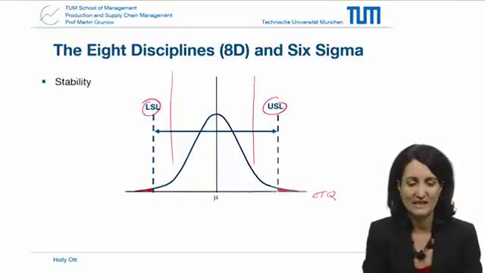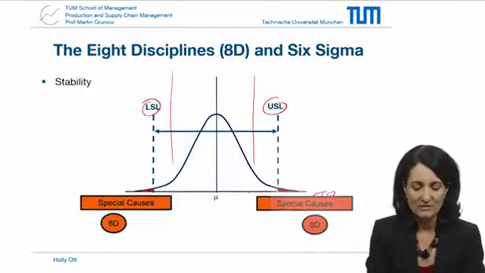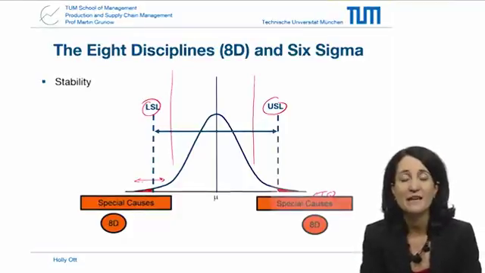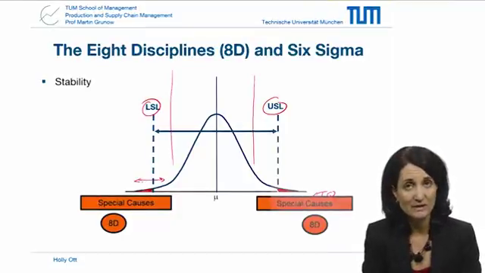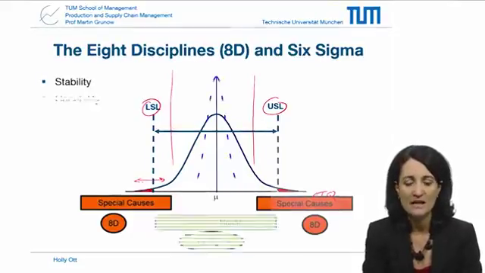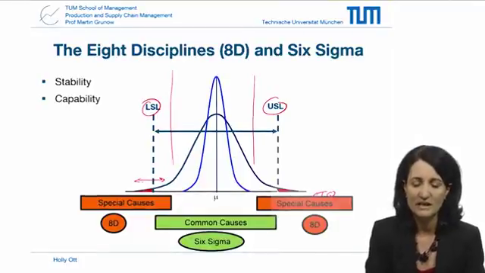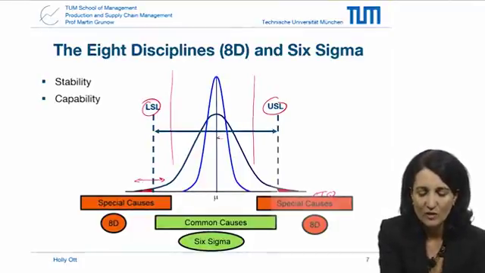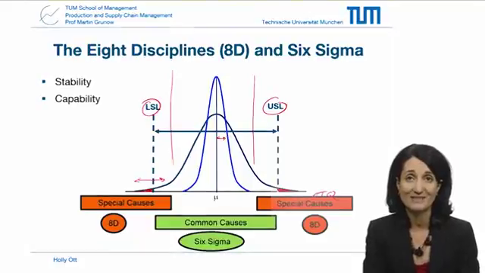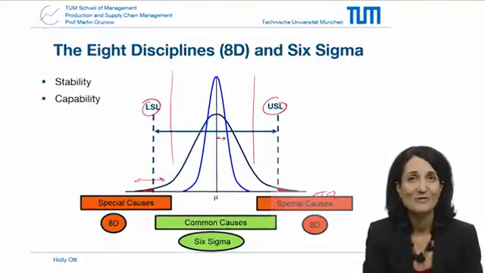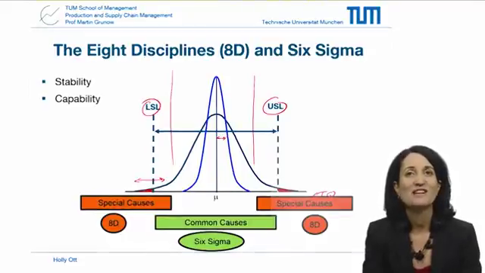So how does this relate to 8D? Well, again, with some sort of overlap possibly, the 8D helps bring stability to our process. We're removing those outliers due to special causes, and Six Sigma then allows us to improve capability and shrink the overall sigma of our process. Okay, then let's go through the different steps of the 8D problem-solving methodology.